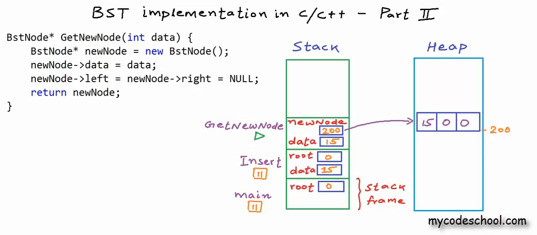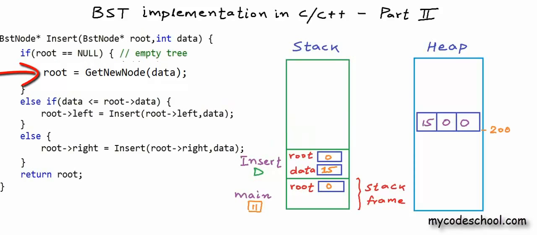Whenever a function call finishes, the stack frame allocated to it is reclaimed. The call to insert function will resume at this line, and the return of get new node, address 200, will be set in this root, which is a local variable for the insert call. And now this particular call to insert function will return the address stored in this variable root, which is 200 now, and finish.